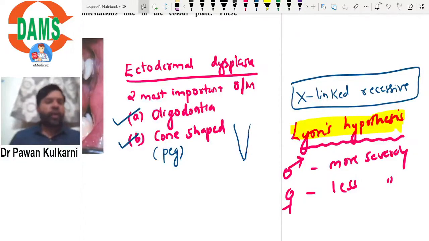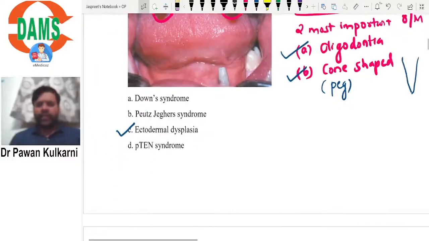Okay, so this is one of the important concepts. Whenever you get a question on ectodermal dysplasia, or you read anything about ectodermal dysplasia, this Lyon's hypothesis should immediately come to your mind. So what will you think? Yes, usually the severe features, let it be total absence of teeth, let it be hypotrichosis, which is sparse hair, okay, hypohidrosis, like less sweating. All these features are more severe in males and less severe in females. Okay, so that is about ectodermal dysplasia.